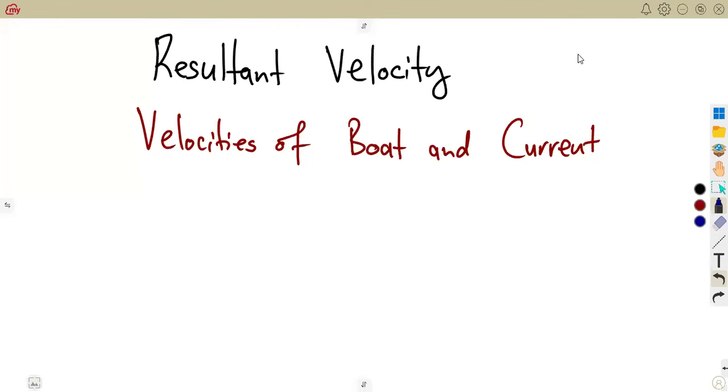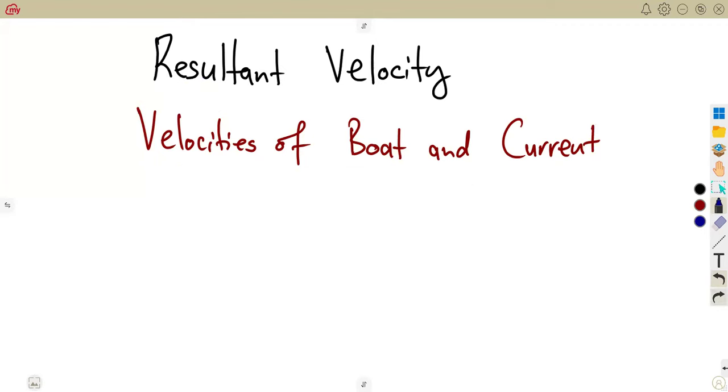So in this class, we are simply going to have a continuation from the resultant velocity. We managed to work with a lot of things on our resultant velocity, even though we did not consider or talk much about these velocities of boat and current.